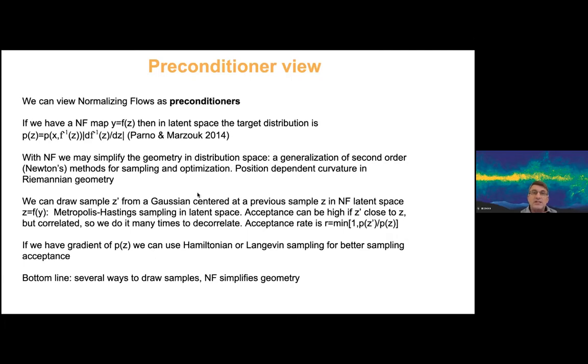So there's another procedure that one can add in this latent space. One can just sample from this target distribution using standard Metropolis-Hastings sampling. Even that will be accelerated. The acceptance will be higher because the geometry in this latent space is going to be very simple, very Gaussian.